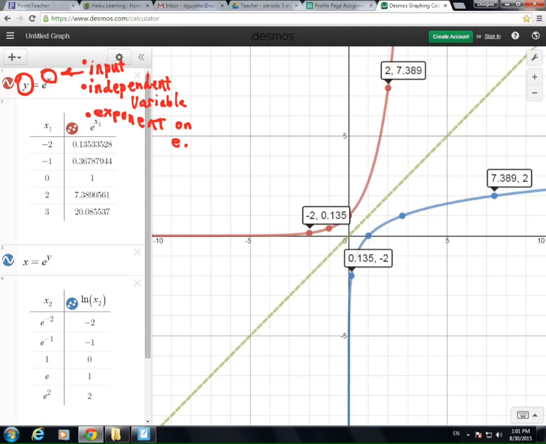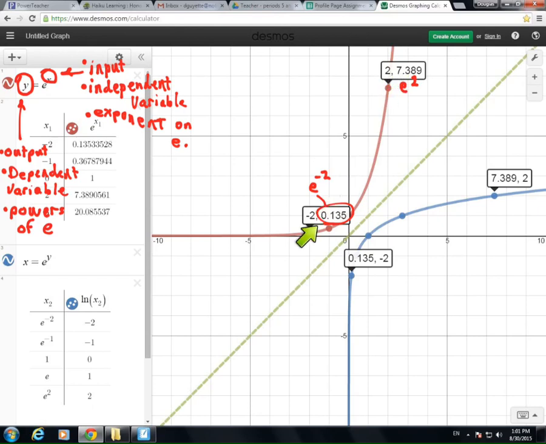The outputs are the dependent variable. Those are going to be powers of e. So on the graph we can see each of these y values is a power of e. This is not 7.389, it's actually e squared. This is not 0.135, it's actually e to the -2. And here's e to the 0 and e to the 1 and so on. So we put in exponents, we get out powers of e.